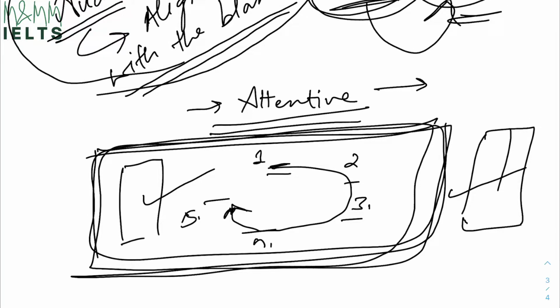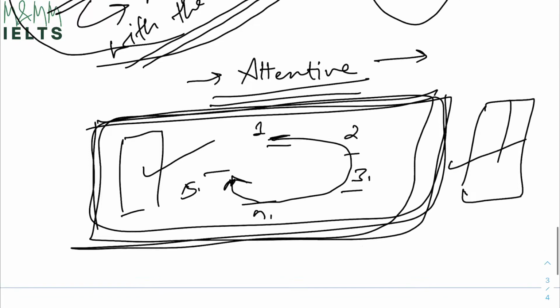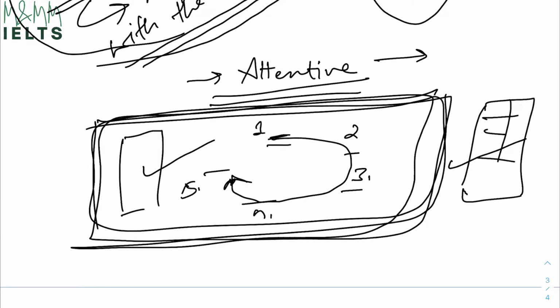Comparatively, I would say this is an easy question as compared to MCQs because the options are very straightforward and small. You don't have to read a lot of stuff. They are not very complicated. So you can get a diagram like this or a plan or a map.